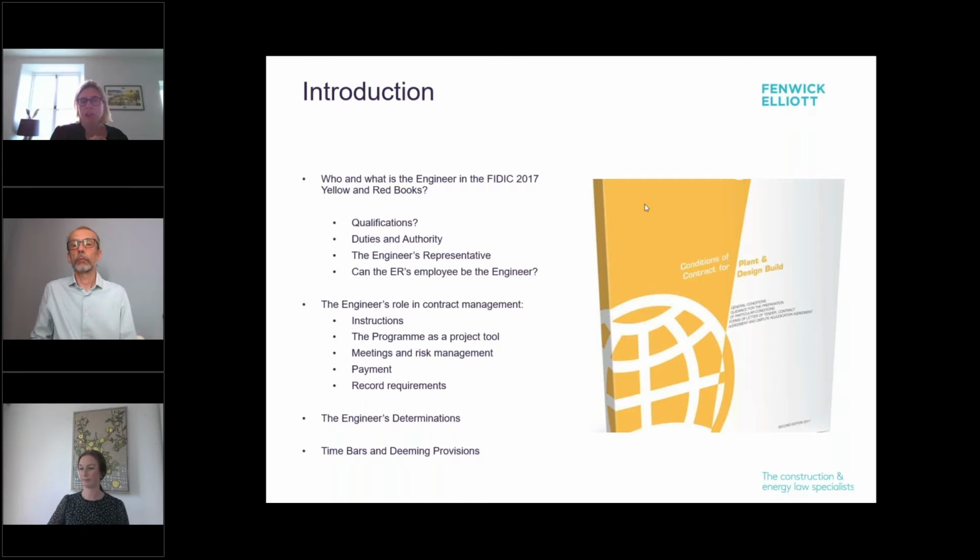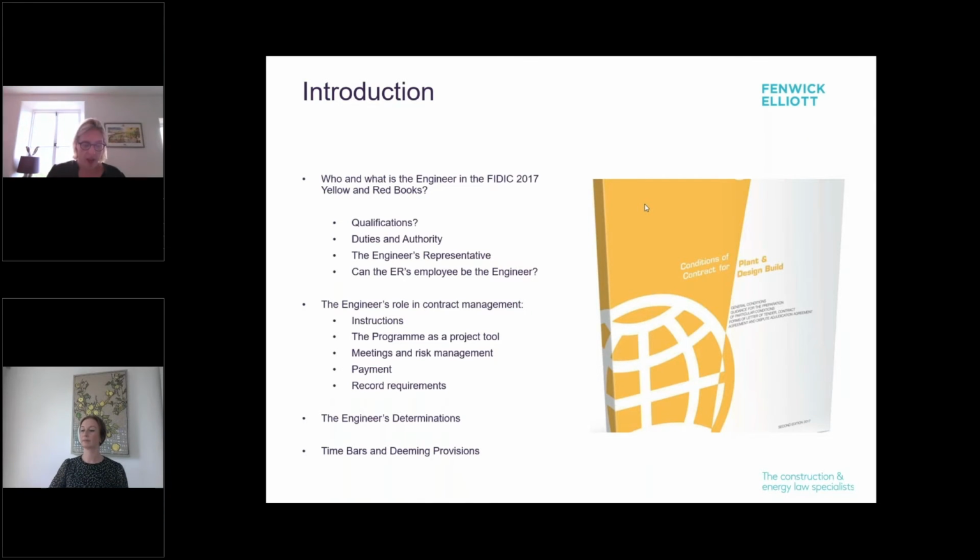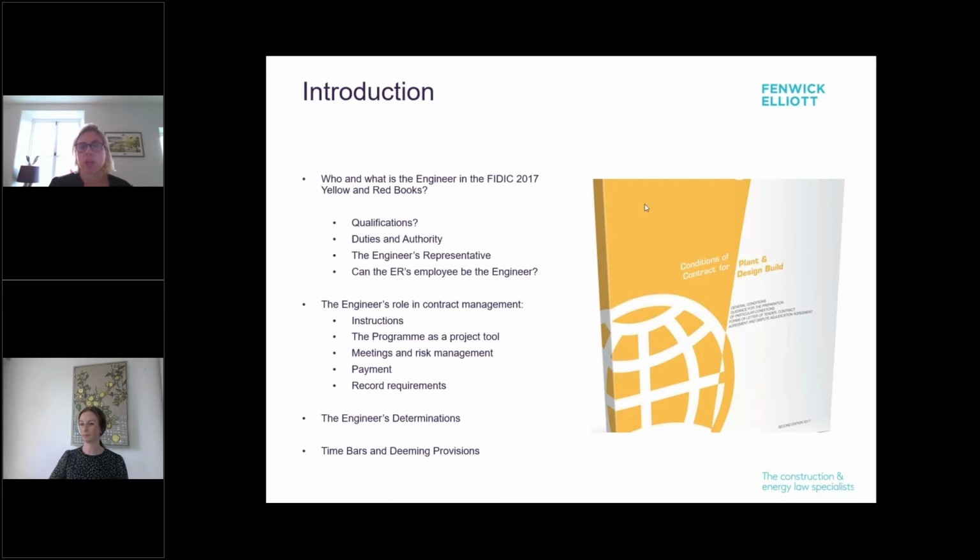As Jeremy said, we're going to be looking at the role of the engineer in the FIDIC 2017 forms, the yellow and the red books particularly. The silver book obviously has an employer's representative instead. We're going to take a look at the qualifications that the engineer needs to have, high-level duties and their authority, who is the engineer's representative, and can the employer's employee be the engineer, which is an interesting question submitted in advance.